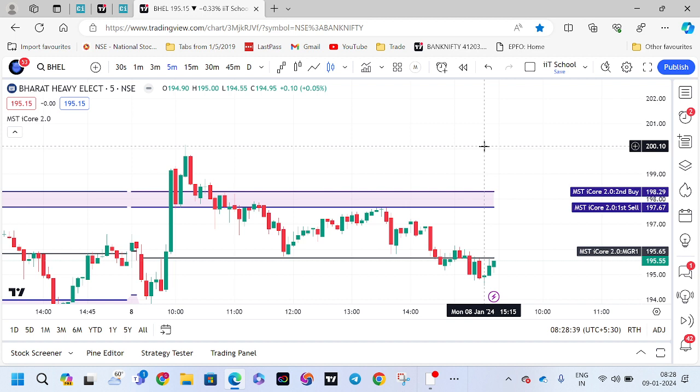So this is how we are trading. This is our methodology. It is very simple.